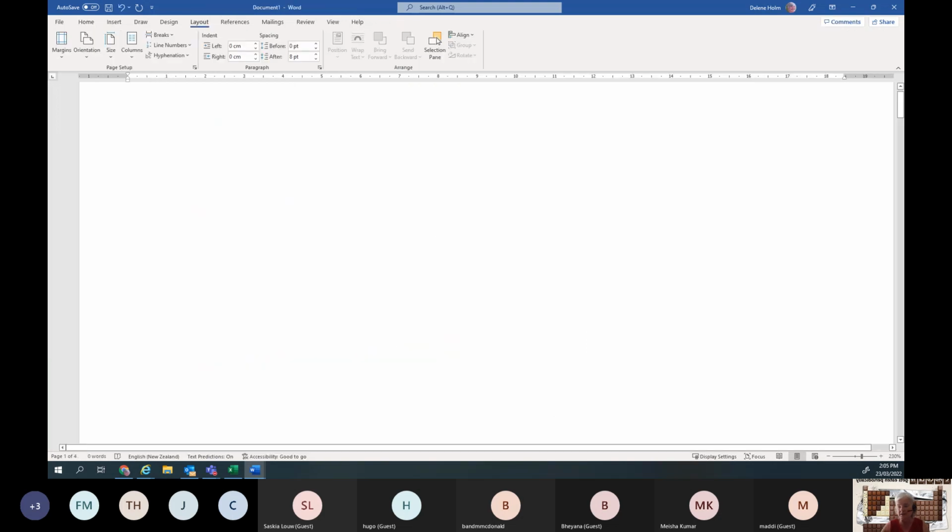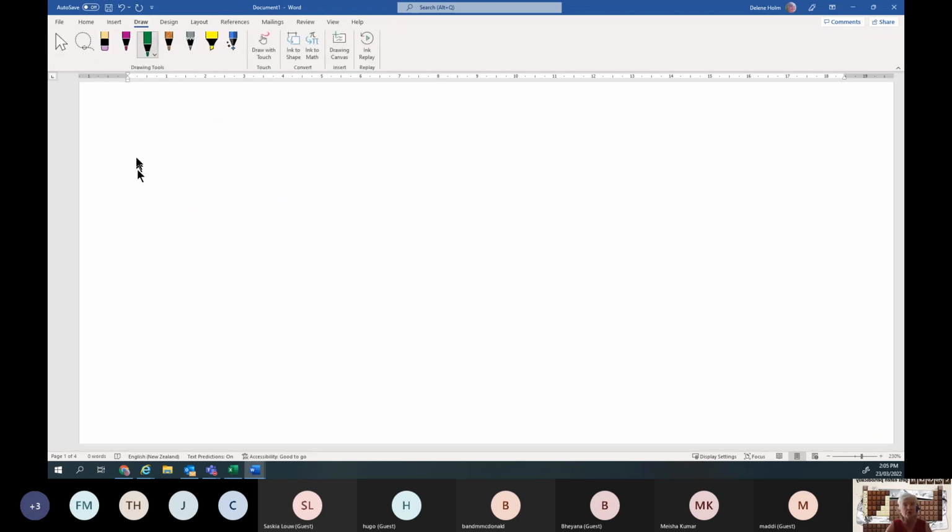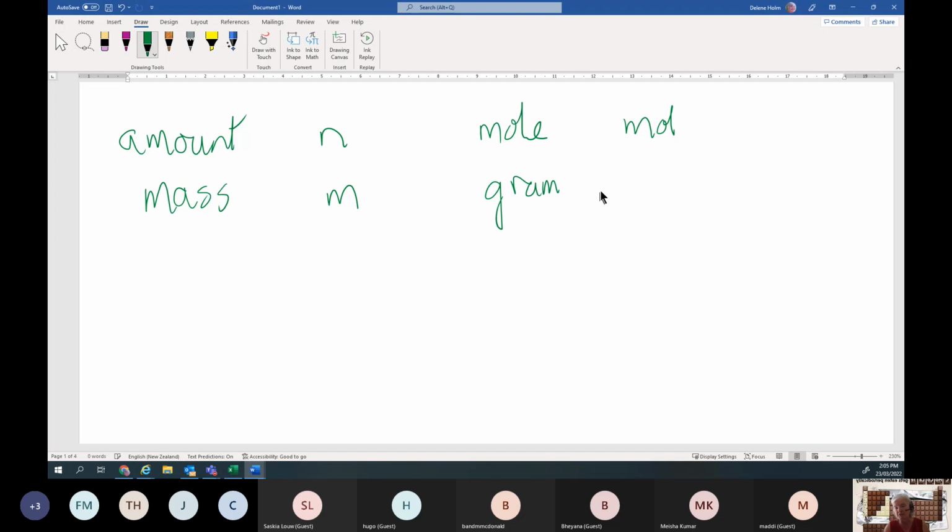So I'll go very, very quickly through this. The quantities you need to know are the amount, and that has a symbol of n and a unit of mole, and the abbreviation of mole, you just drop the last e. Then you have mass, which has a symbol of small m and the unit of gram. Now note this is different to physics. In physics, the unit is kilogram for mass. For chemistry, it's gram, just because atoms are so tiny. So we're trying to make the unit a bit smaller. And the symbol for the unit is g.